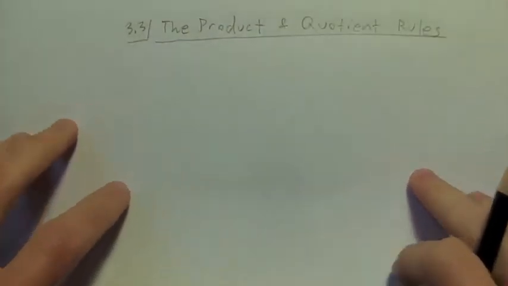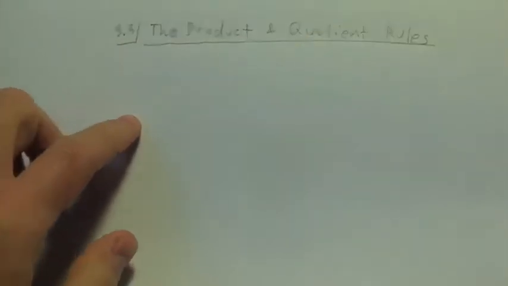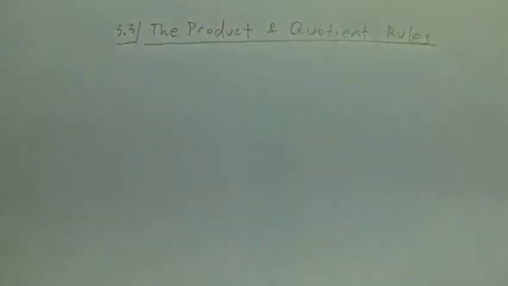Alright, hello class. Today we're going to be talking about section 3.3, which is the product and quotient rules.